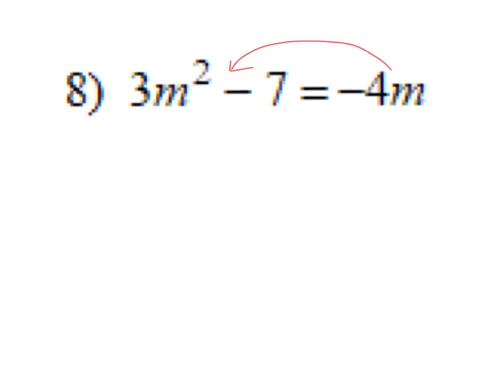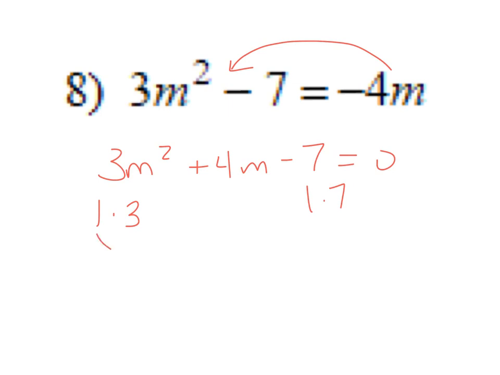And when I do that, it's going to become a +4m. So I've got 3m squared plus 4m minus 7 equals 0. So again, make sure that's in standard form. All right, now start your list. So I've got 1 times 3 and 1 times 7.